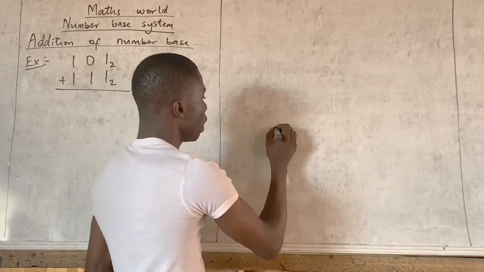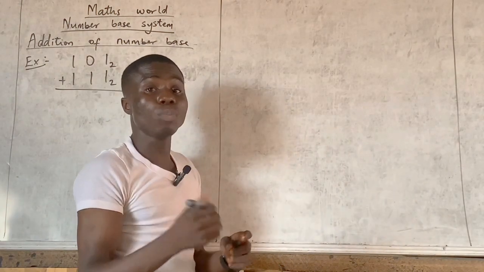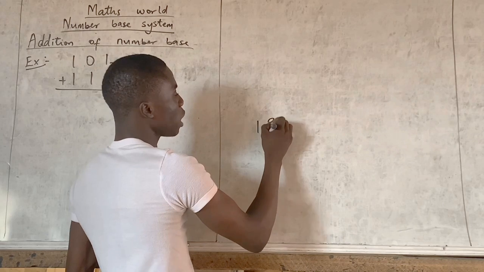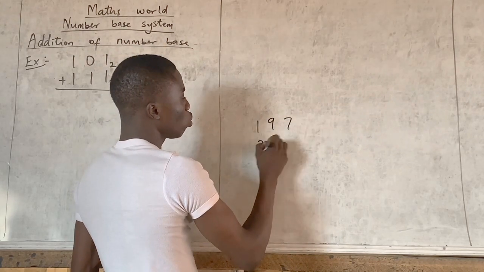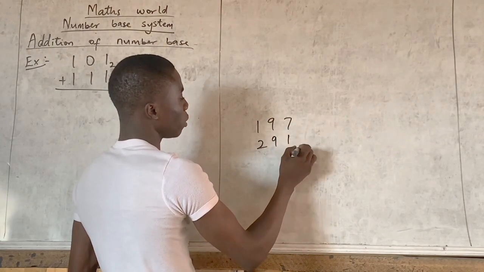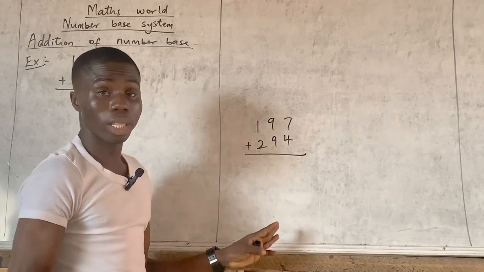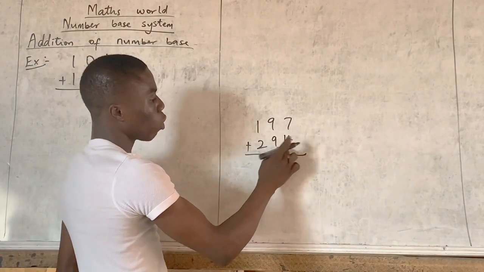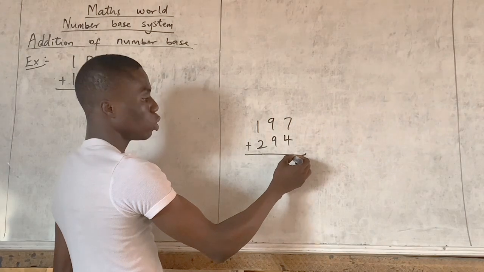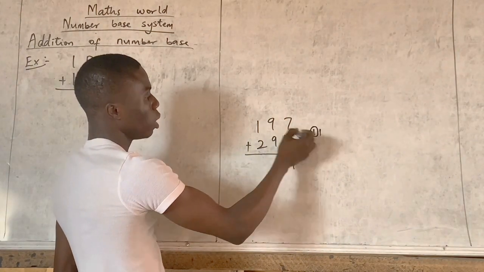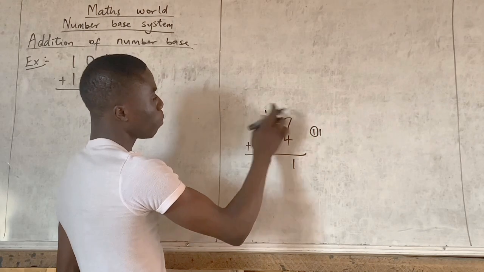For instance, base 10. Remember I told you base 10 is what we use normally. What does that mean? Let's assume we have 197 plus 294. Now, we are adding this together. 7 plus 4, that is 11. You write 1, you keep this 1, so you keep it here.